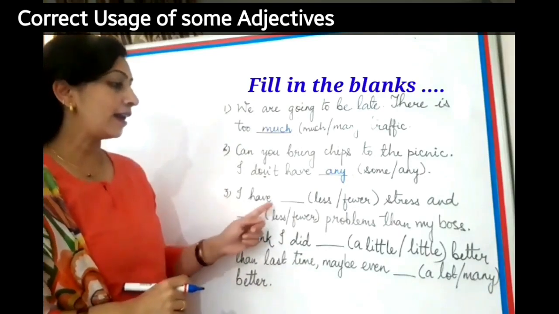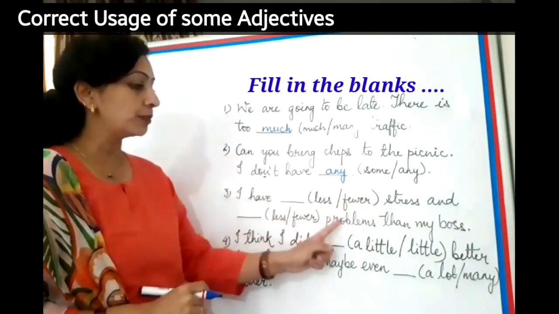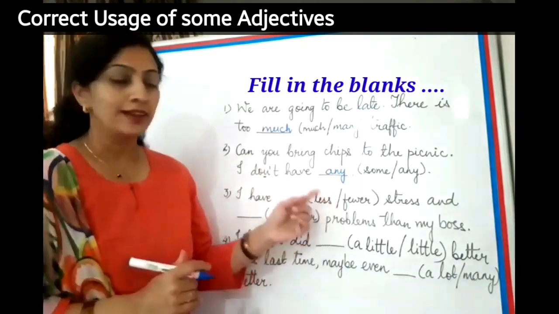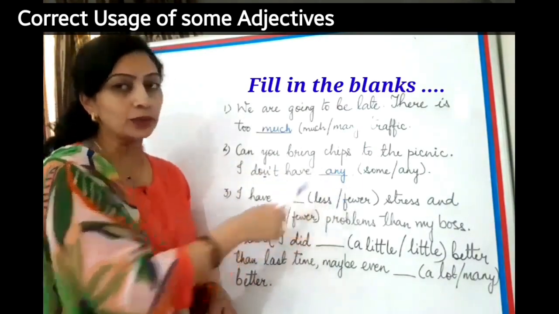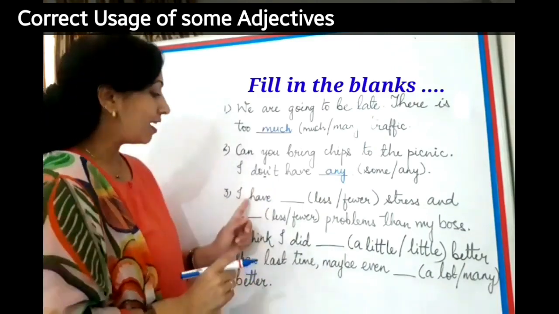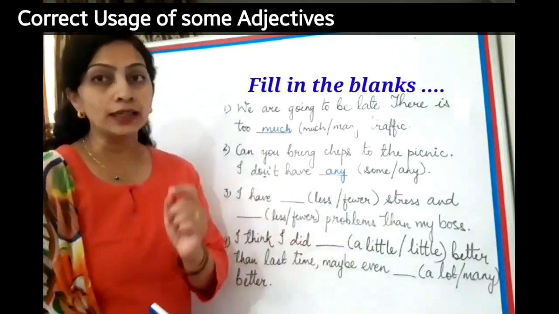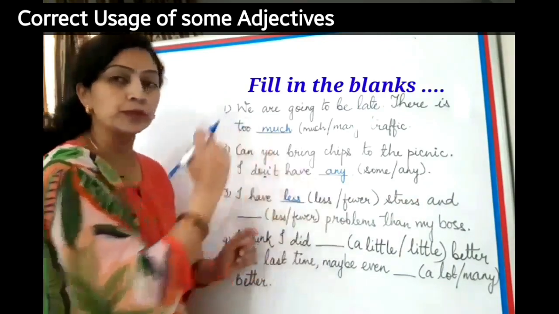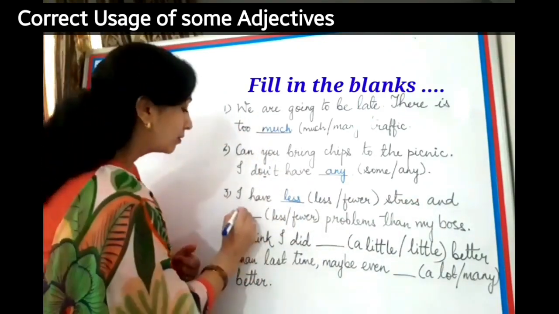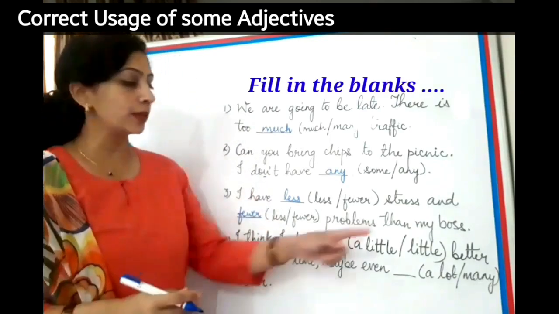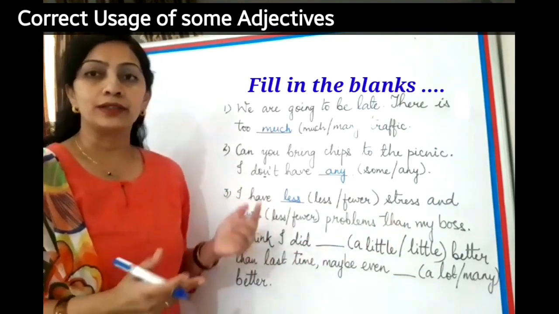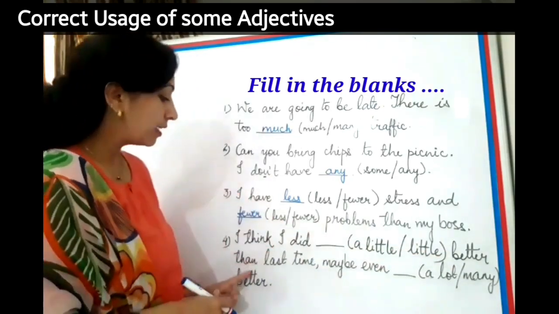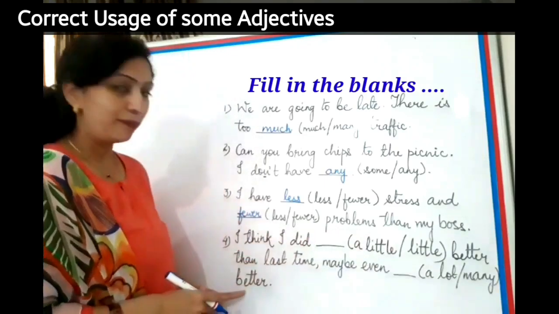The third sentence: I have dash stress and dash problems than my boss. Now here you have to check what follows the quantifier. Less is used for uncountable nouns, whereas fewer is used for countable nouns. So let's see what we can put here. I have dash stress. Stress is uncountable, so I am going to put here less stress and dash problems. Problems can be counted, so for countable nouns I am going to put here fewer. And of course, because of the word than, I can know that this is in the comparative form. Look at the last sentence: I think I did dash better than last time, maybe even dash better.